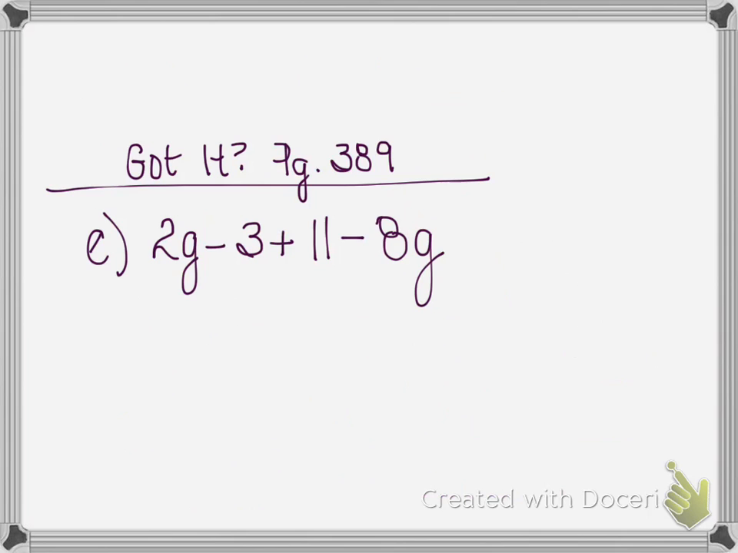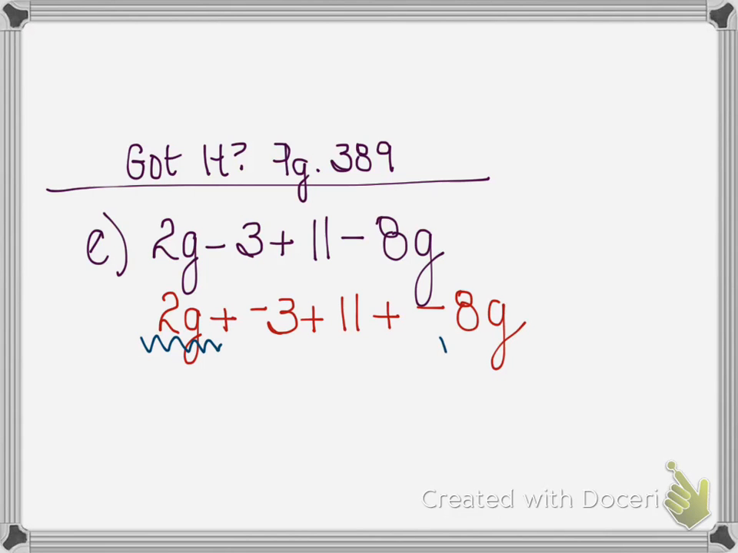Last, let's try the Got It on page 389. Put it on a piece of scratch paper, or better yet, write it in your math book. So what we want to do here is we want to combine the like terms. The first thing we have to do is rewrite the subtraction. That makes it 2g plus negative 3 plus 11 plus negative 8g. Next, we want to find our pairs of like terms. Remember, like terms have the same variable to the same power. 2g and negative 8g can be combined.